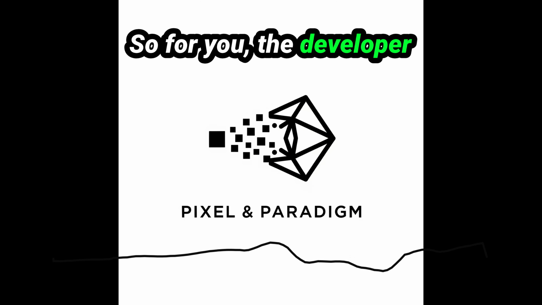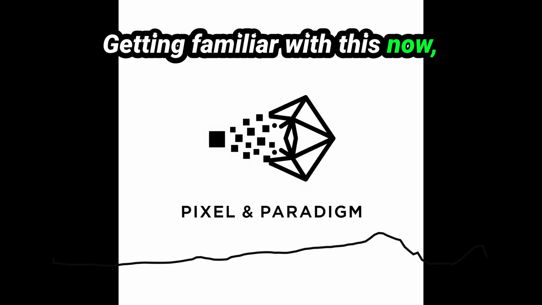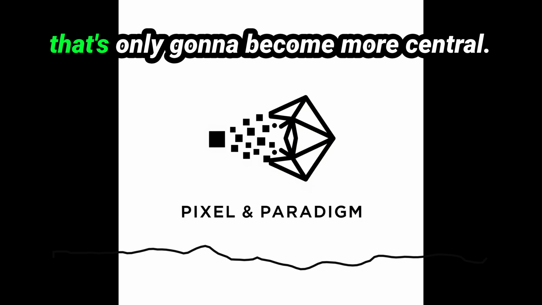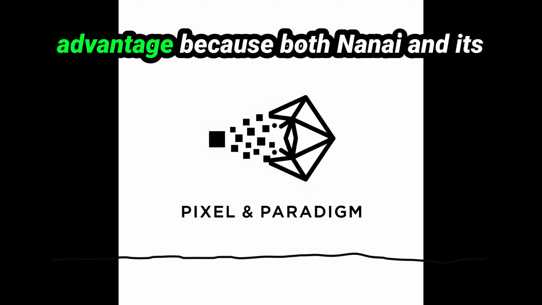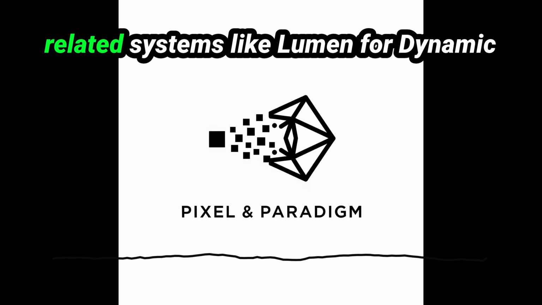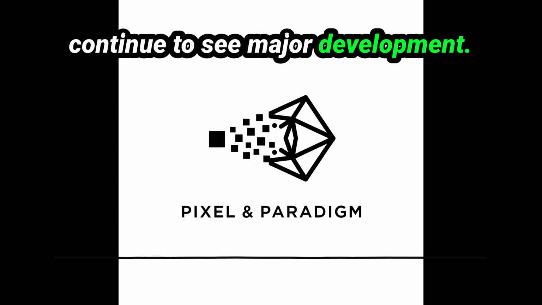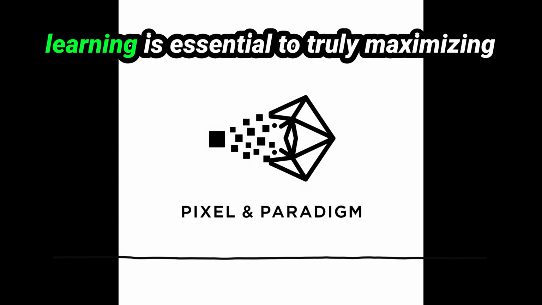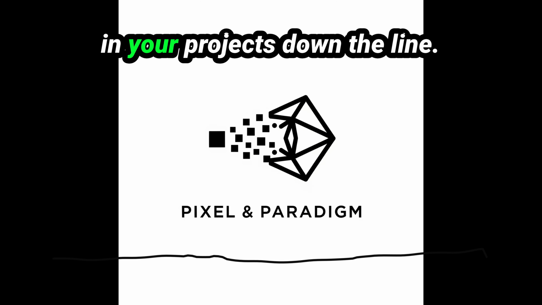So for you, the developer listening in, maybe while you're working on something else, getting familiar with this now, even while it's still evolving, kind of puts you ahead of the curve. You're jumping in early on something that's only going to become more central. Absolutely. Early familiarization is a significant advantage because both Nanite and its related systems, like Lumen for dynamic global illumination and reflections, will continue to see major development. Maintaining an adaptable approach and really a commitment to continuous learning is essential to truly maximizing the potential of Nanite foliage in your projects down the line.